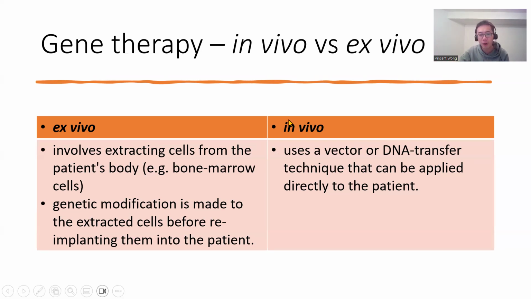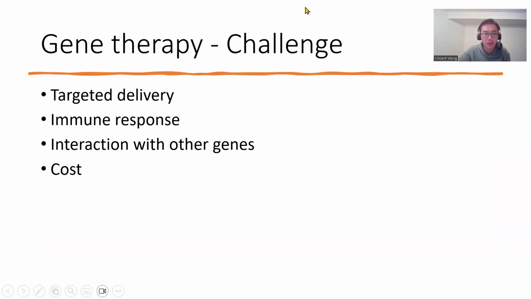But in vivo, we are trying to use a vector, usually like a virus, to help deliver the DNA to the cells. Now that is a lot harder to do. Okay, like how do you know the DNA is going to go to where it's supposed to go? Which brings us to the next slide, right? A lot of the challenges.